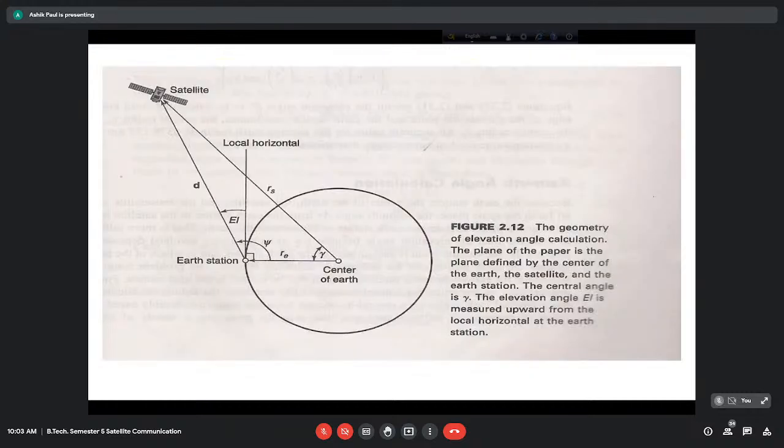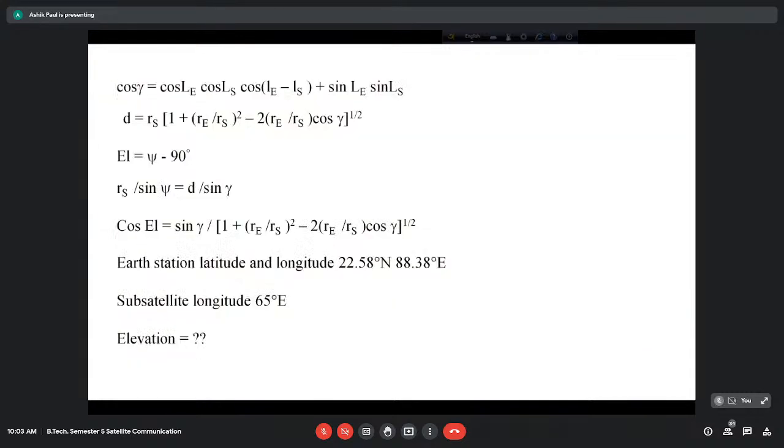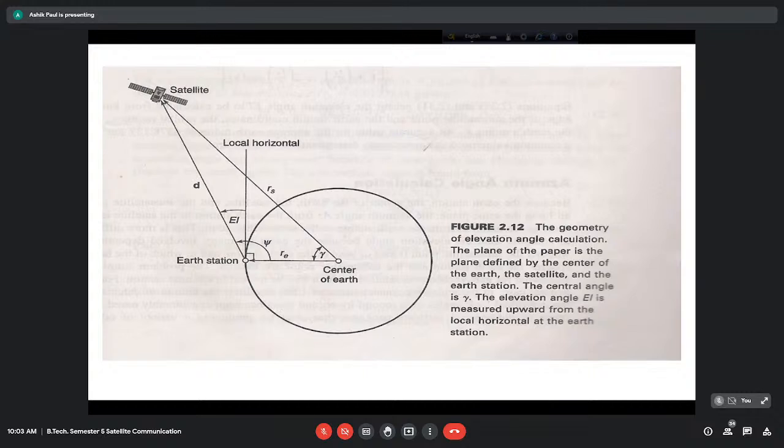So moving ahead, let us now try to understand how we can actually calculate the elevation and then the azimuth of a particular satellite. Suppose this is the geometry that we are following. From the center of the Earth, this is your Earth station. This is the satellite whose signal you are trying to track. And with respect to the Earth station, this is the local horizon.